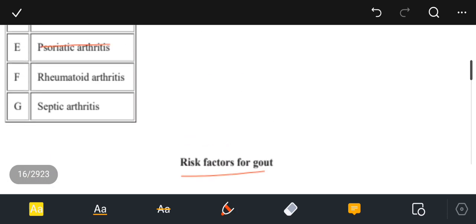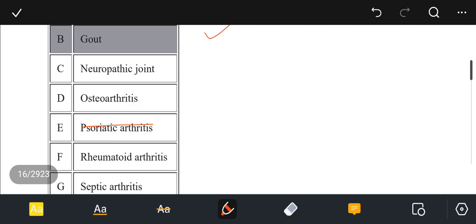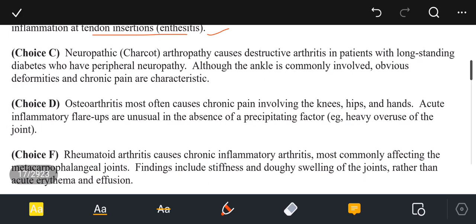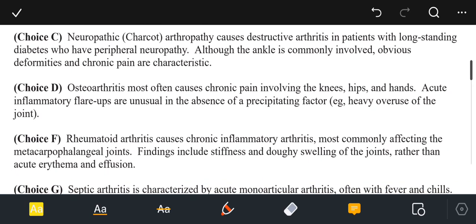Then choice C, that was neuropathic joint. It is not the option of choice because neuropathic or Charcot arthropathy causes destructive arthritis in patients with long-standing diabetes who have peripheral neuropathy. Although the ankle is commonly involved, obvious deformities and chronic pain are characteristic.